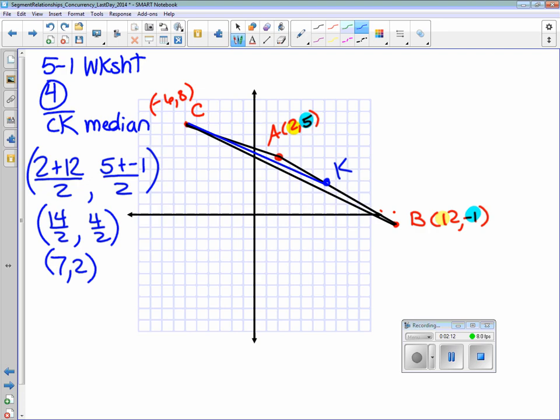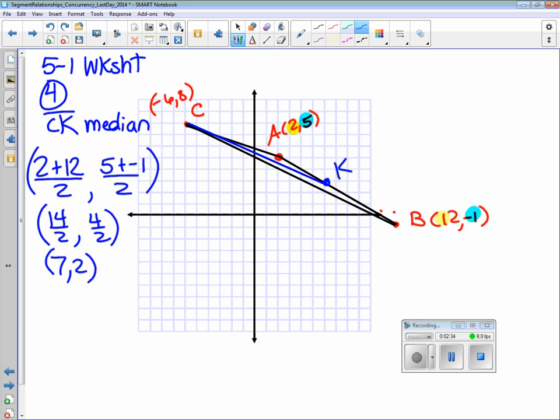Just the answer. Did you use the midpoint formula or did you just count? Midpoint formula. You did the midpoint formula? Anybody just try to count it? The distance formula is only going to give you the length. It's not going to give you the coordinates. Right? It's a good thought. We're looking for the actual points. Okay? Good thought. All right.